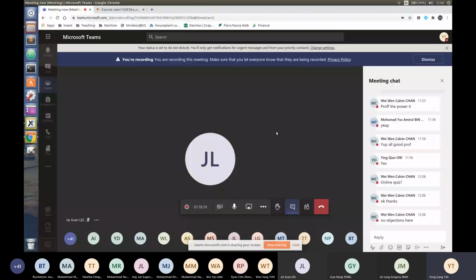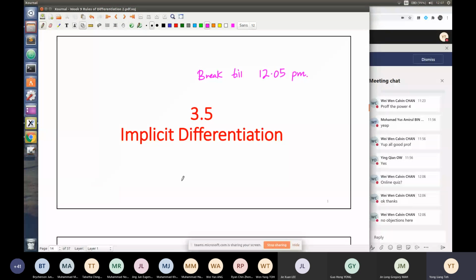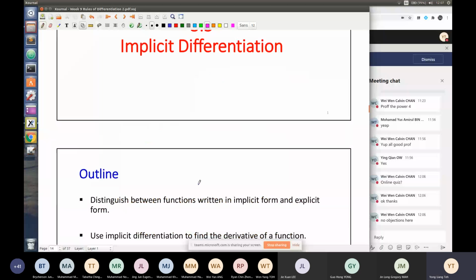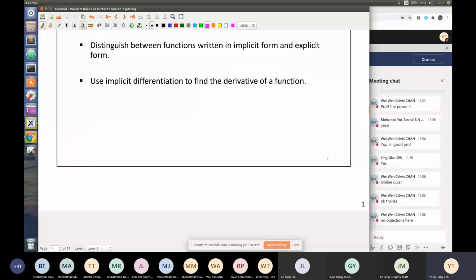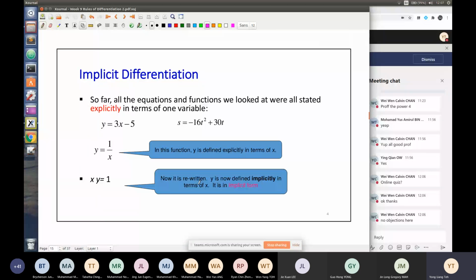All right, so let's continue with implicit differentiation. So before we talk about implicit differentiation, we need to understand what we mean by an implicit function first. So far the functions that we dealt with are mainly explicit functions, or functions that are explicitly stated in the form of the dependent variable written explicitly as a function of the independent variable.